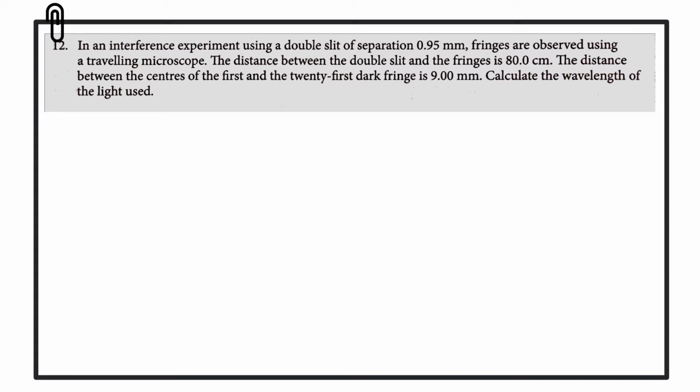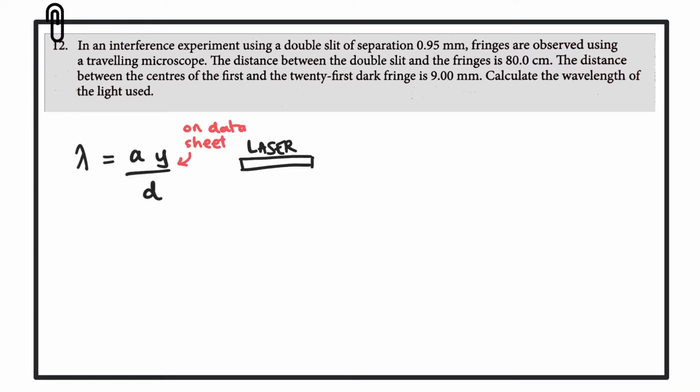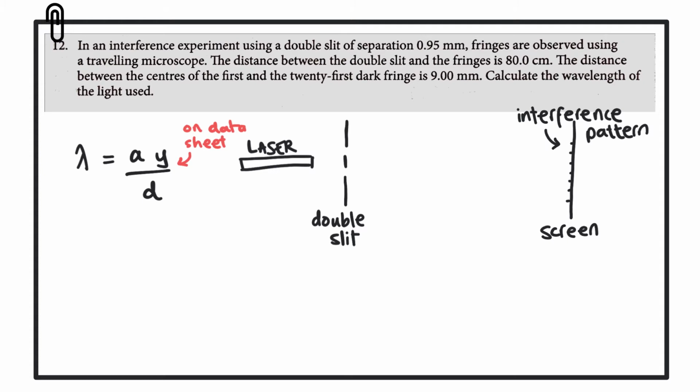So let's start off with the equation for Young's double slit, and then we will sketch out a diagram just to show what each of those terms represents. So in this experiment we would use a monochromatic coherent light source such as a laser. And that light will have a particular wavelength, and that's actually what we are trying to determine in this question.